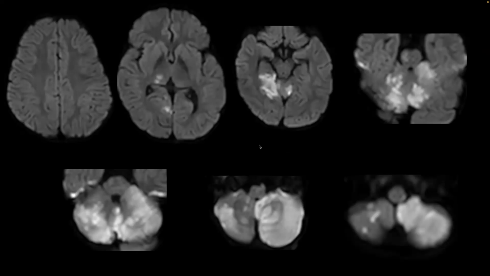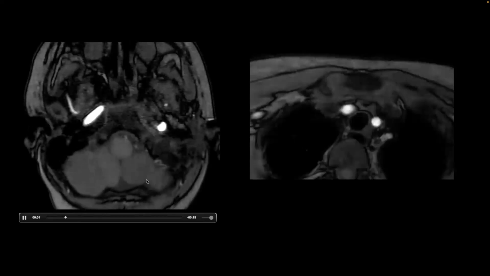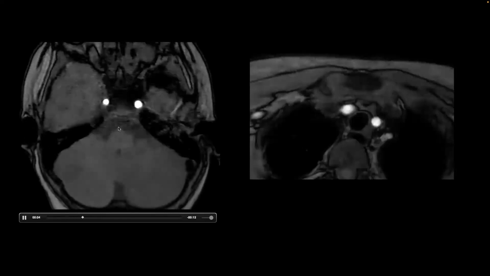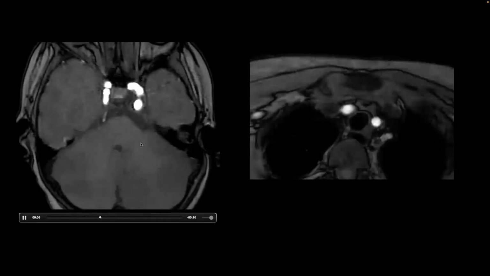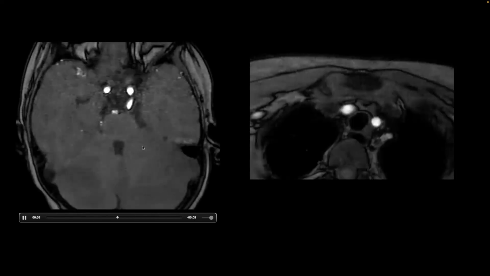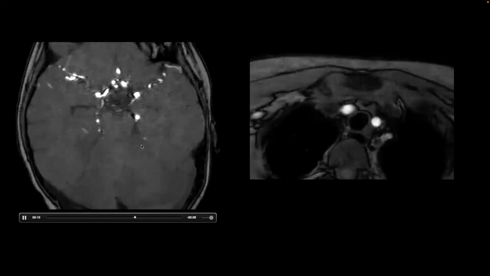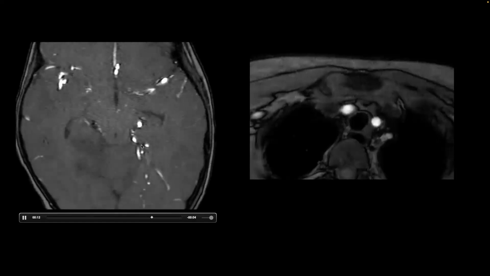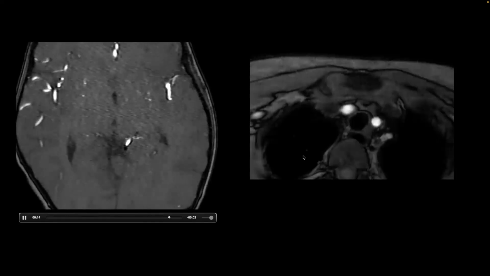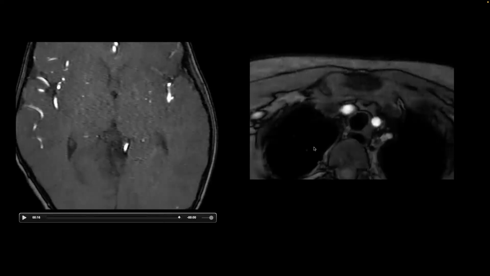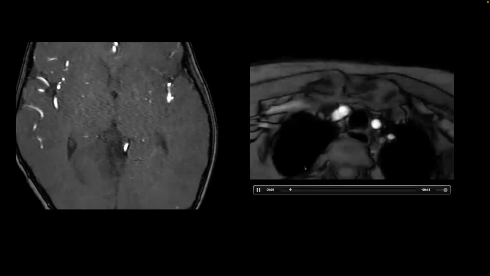Yeah, these are the main findings. Nothing significant on the other conventional sequences, but posterior circulation infarcts on both sides. I think I have the video. So this is the brain angio. I can appreciate the vertebral artery, but the basilar artery is not opacified, or there's reduction in flow out there. Those are the main findings on the neck angio.